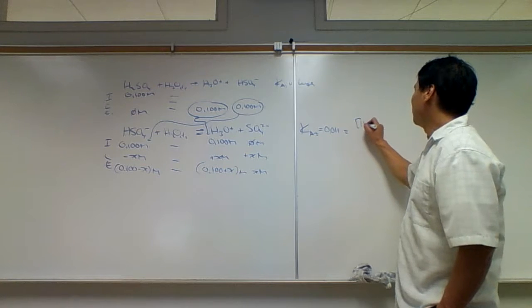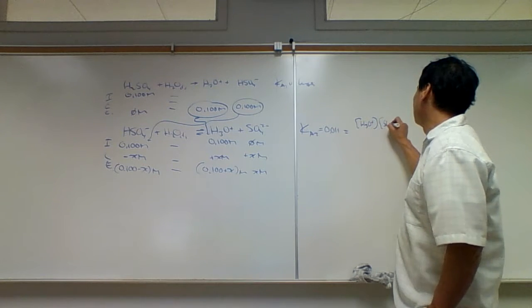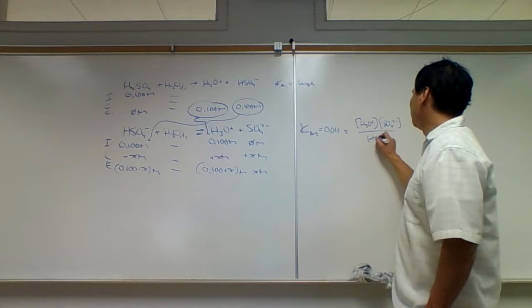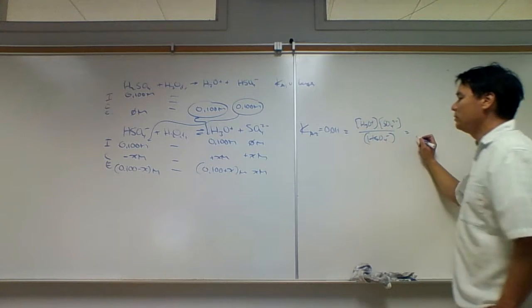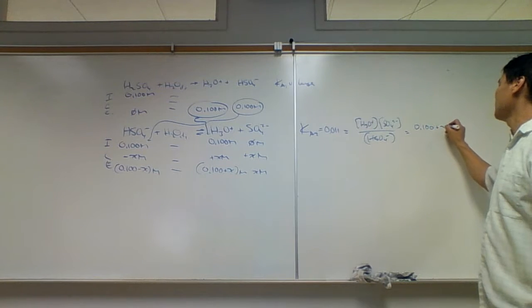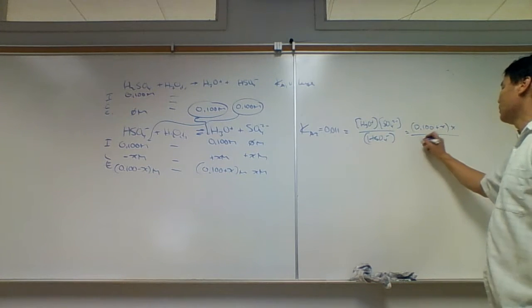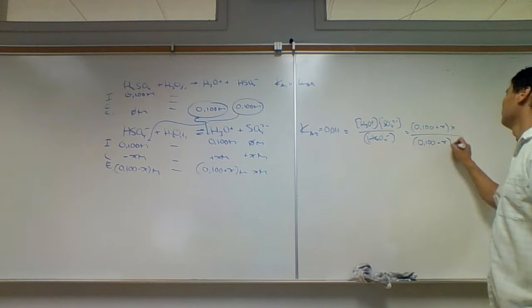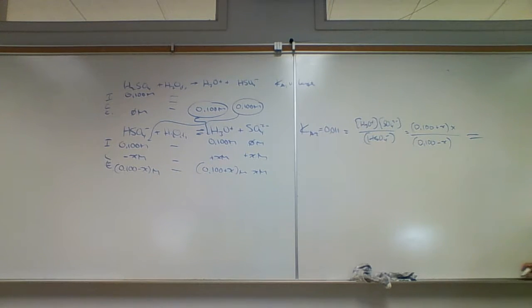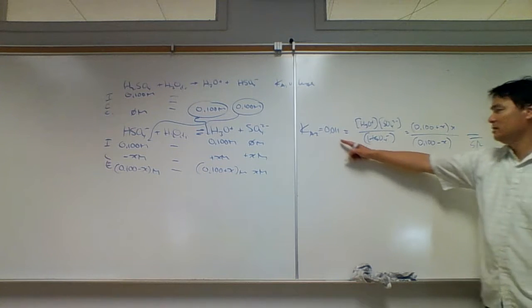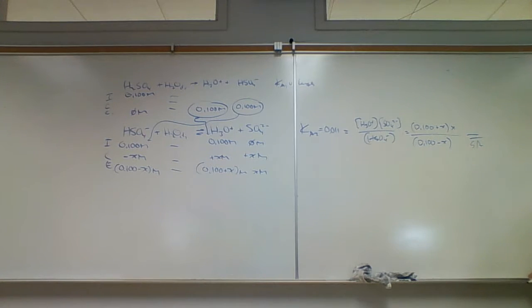That's going to equal the hydronium ion concentration times the sulfate ion concentration divided by the HSO4 minus concentration. So this will give us (0.100 plus X) times X over (0.100 minus X). Then let's just try the simplifying assumption. It might fail because X is not so small or not so big. And so the SA here is going to give us 0.100 on the top times X divided by 0.100 on the bottom. In other words, X is equal to 0.011.